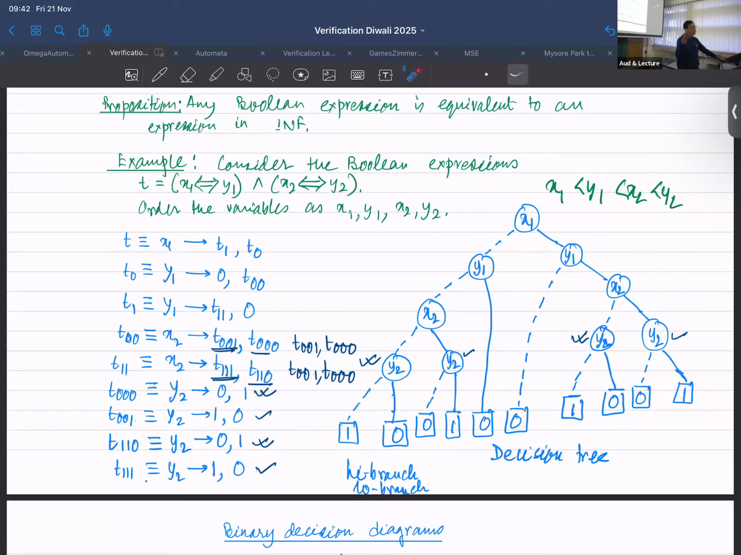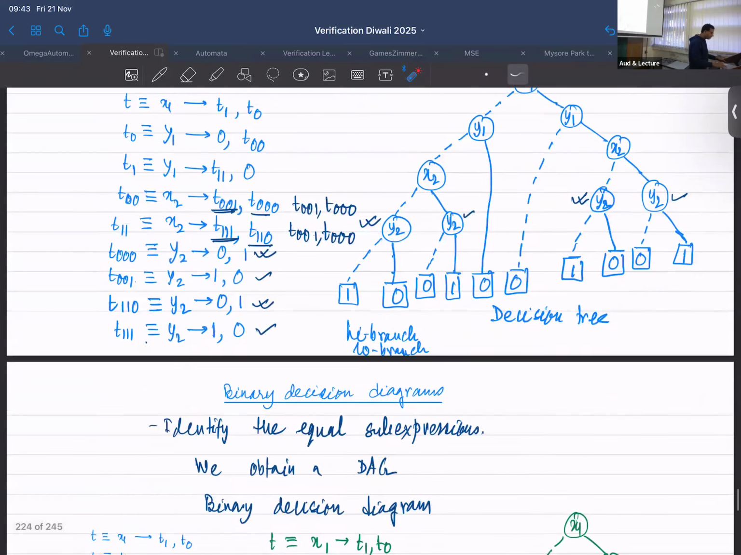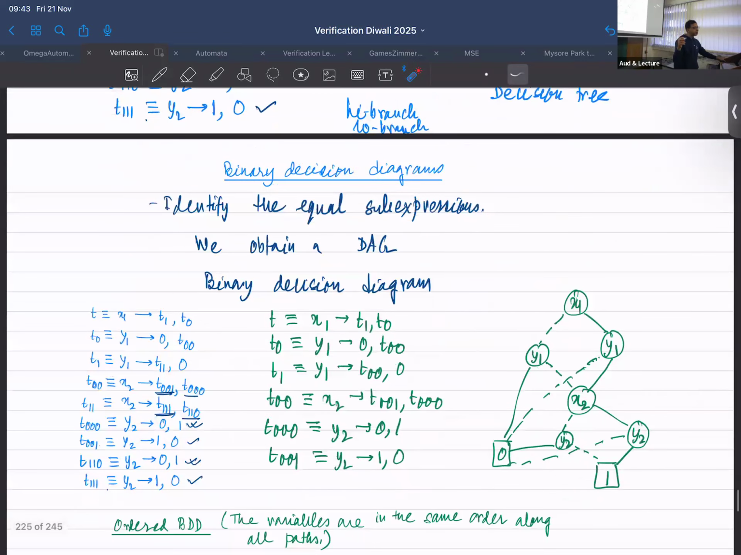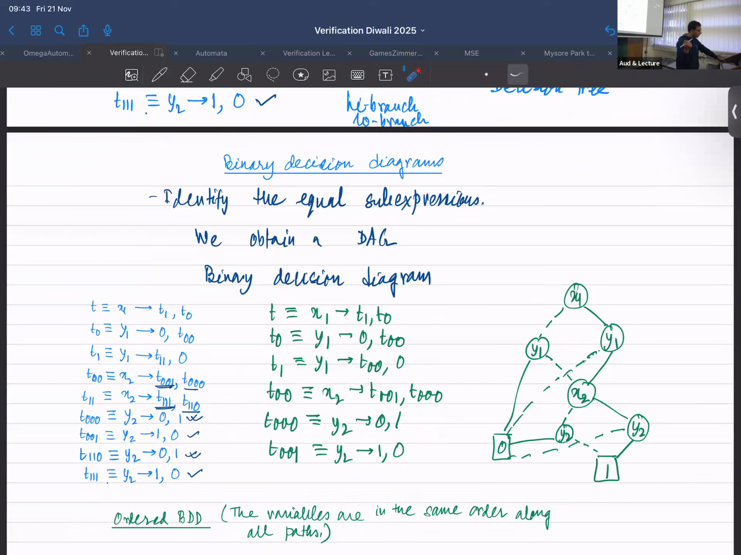And we also talked about an ordered BDD. What is an ordered BDD? Along all the paths, the sequence of variables that you are checking should be the same. That is an ordered BDD. And a reduced ordered BDD, or ROBDD, is one where there should not be any duplication, and you should not have any test which is not useful, like both the high branch and the low branch going to the same node, in which case you can remove that node.